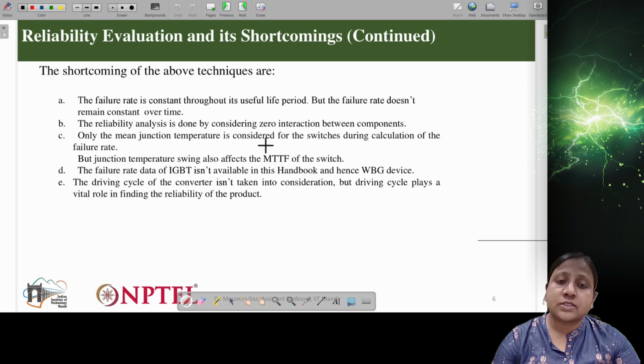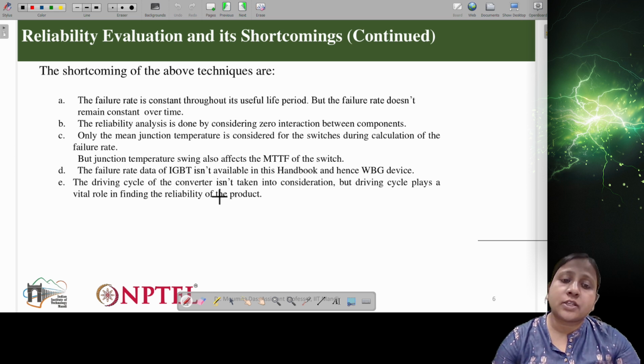Only the mean junction temperature is considered for switches during calculation of the failure rate. But junction temperature swing also affects the MTTF of the switch, so that we need to consider. The failure rate data of IGBT isn't available in this handbook, and hence a WBG device we need to consider. We need to provide a new method using WBG devices.